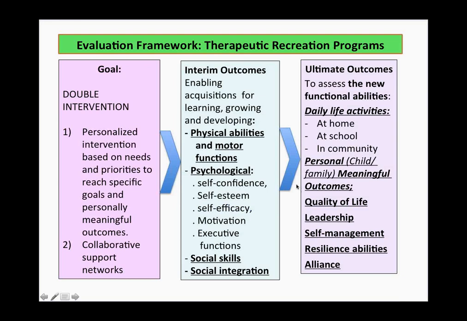So the overall approach, I will go quickly. These are the two interventions on the left side. You have some interim outcomes about improving motor functions, abilities, self-confidence, self-esteem, many aspects that make the individual powerful because they can control the big complexity, social skills, social integration, and the main outcome that we are looking for when we develop this kind of intervention is daily life activities at home, at school, in the community. How to reach the personally meaningful outcomes.